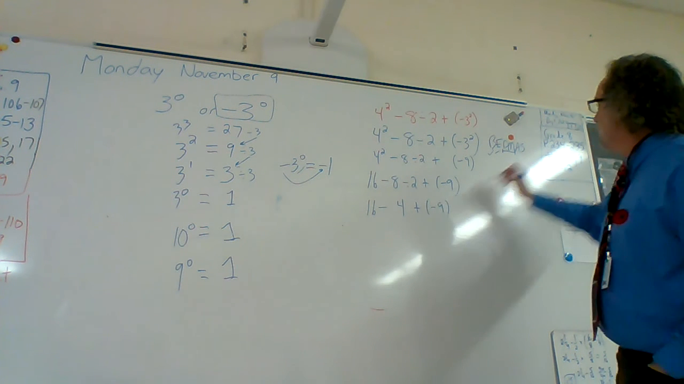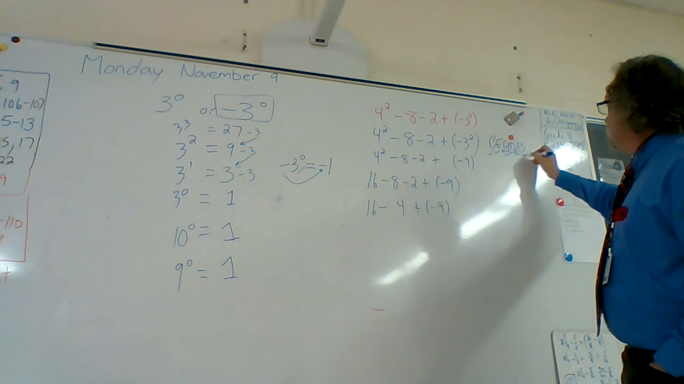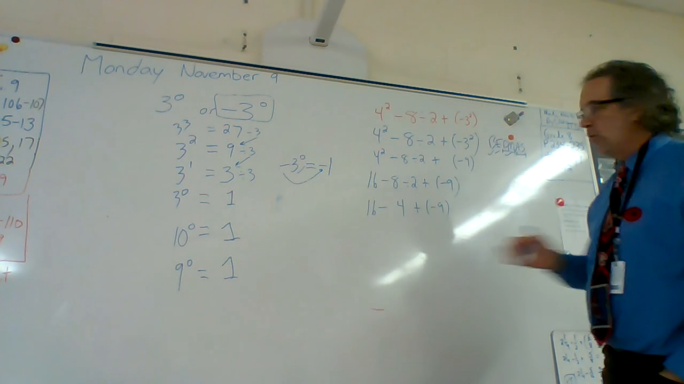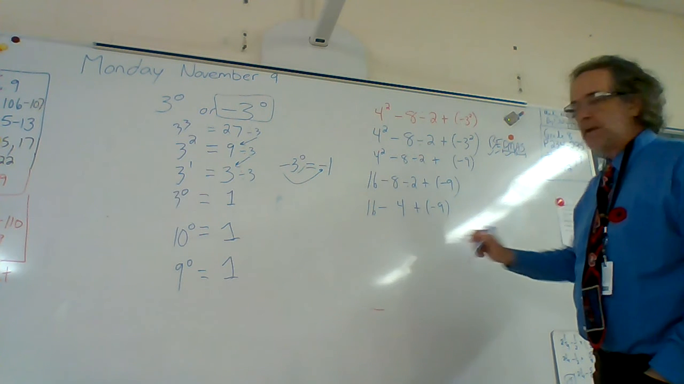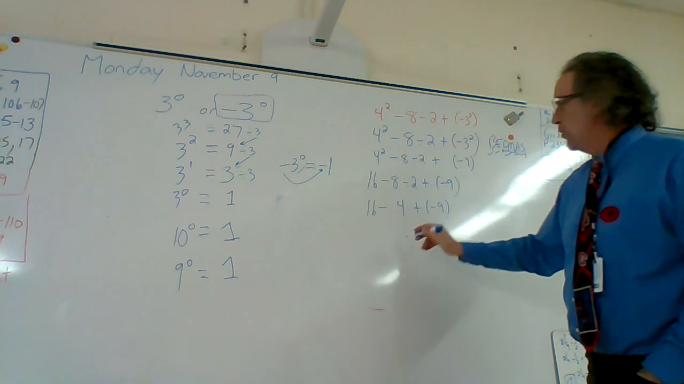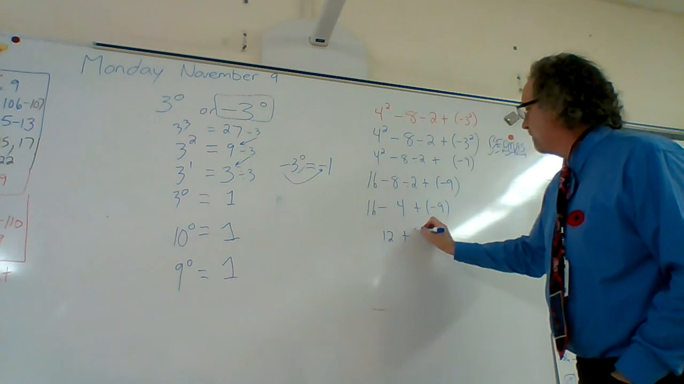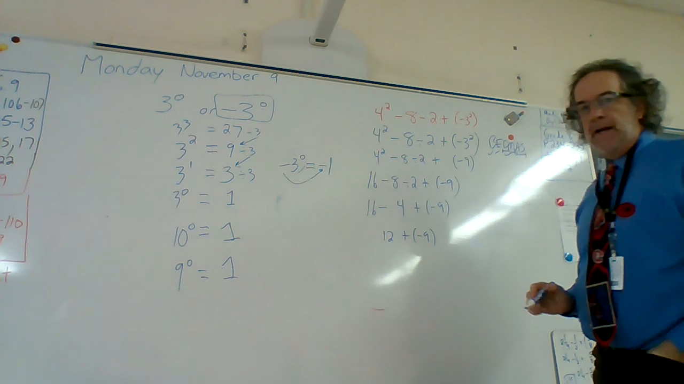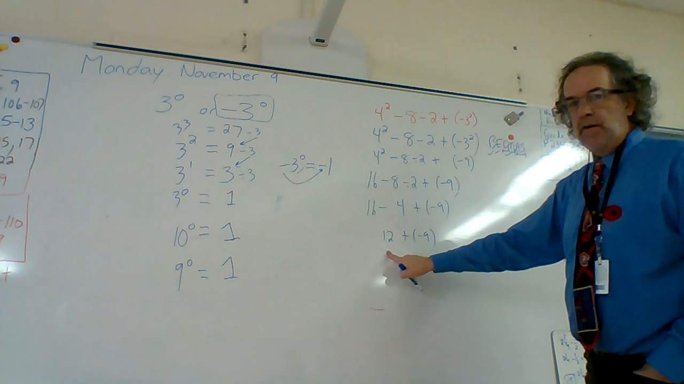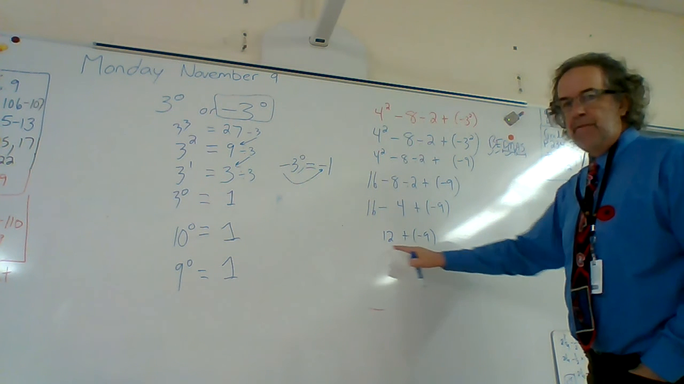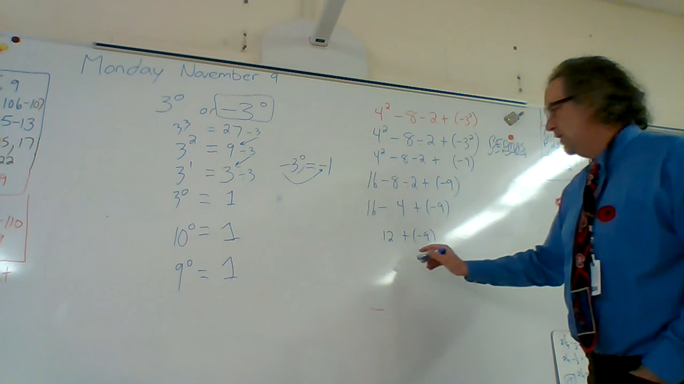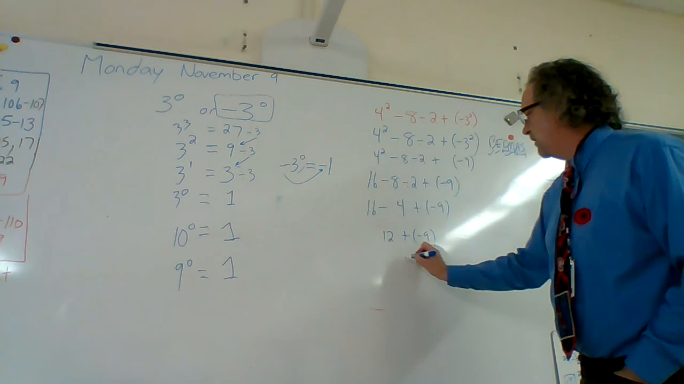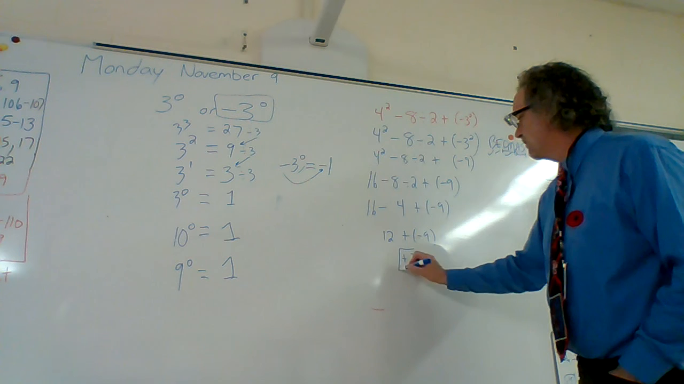There's no more division or multiplication. The next is addition and subtraction in the order from left to right. 16 subtract 4 is 12. And if you have a positive 12 and you're adding 9 negative blue chips, 12 plus negative 9 is a positive 3.